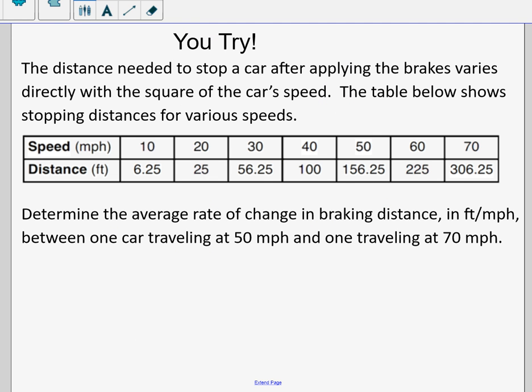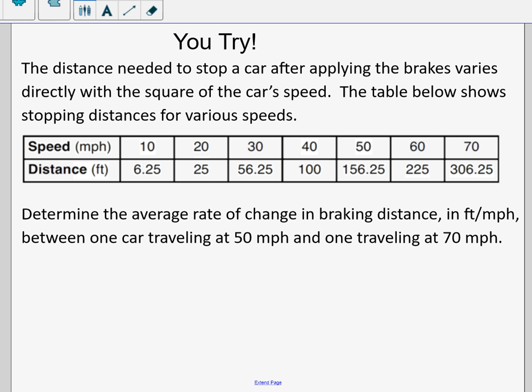Try this one more time here. The distance needed to stop a car after applying the brakes varies directly with the square of the car's speed. The table below shows stopping distances for various speeds. Determine the average rate of change in braking distance between one car traveling at 50 miles per hour and one traveling at 70 miles per hour.